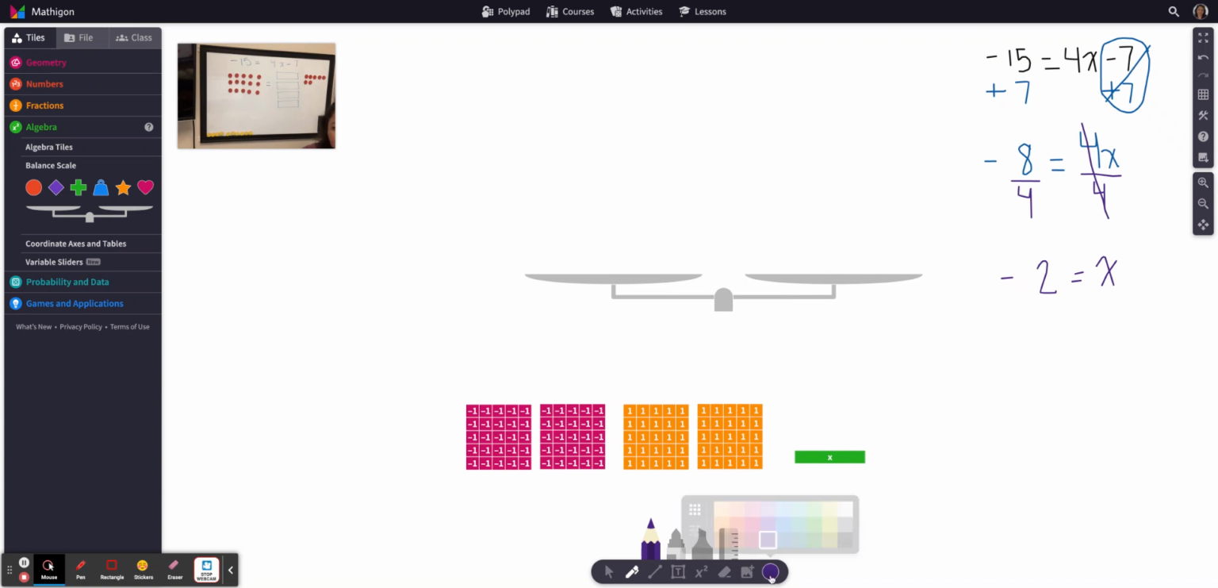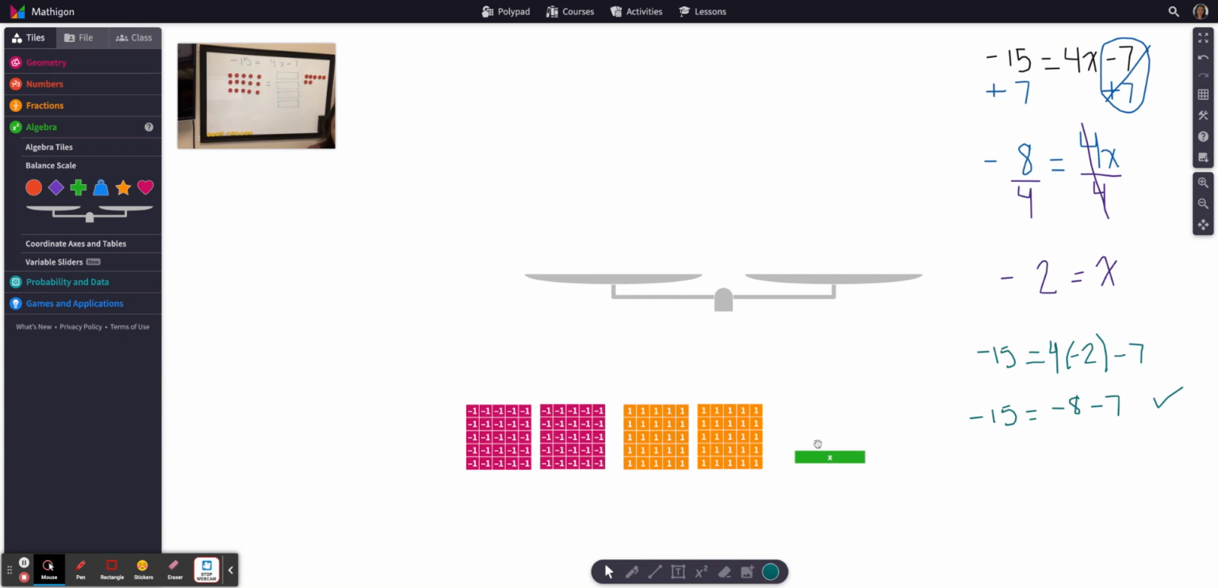I can check my work by replacing the x with the negative 2 in the original equation. Negative 15 is equal to 4 times negative 2 minus 7. Order of operations says we do multiplication first. Positive times a negative equals a negative. 4 times 2 is 8. Negative 8 minus 7 would definitely give us negative 15. So it looks like our answer is correct.